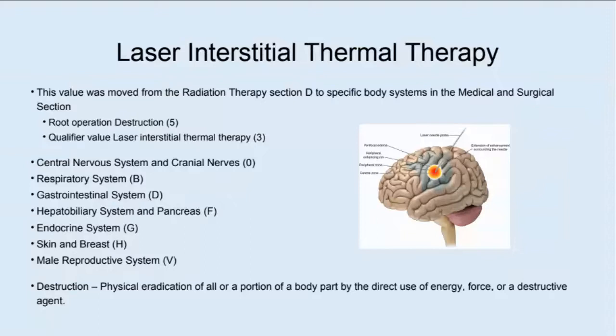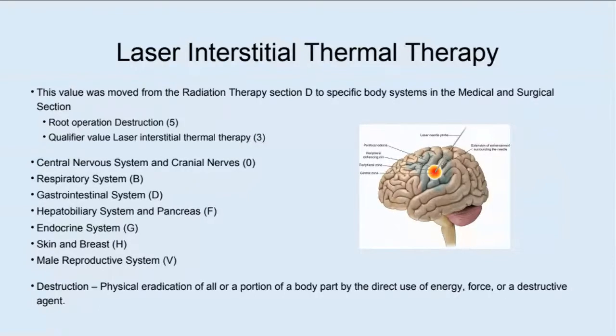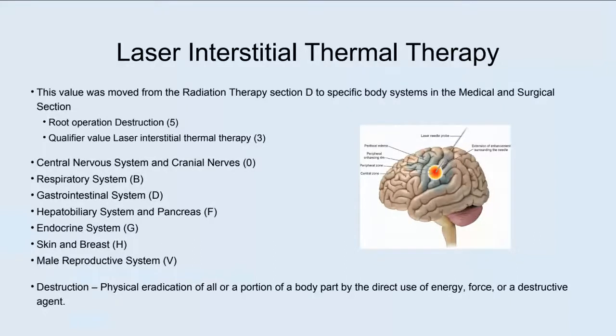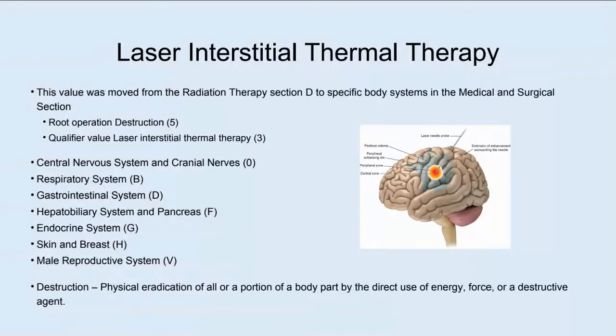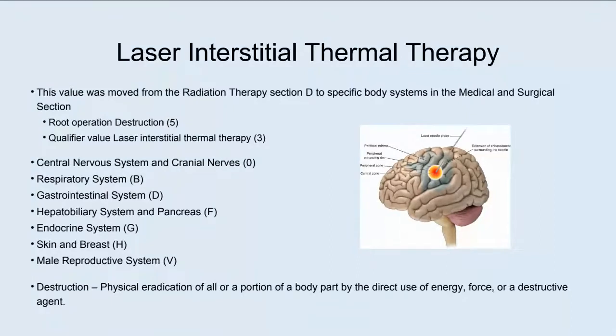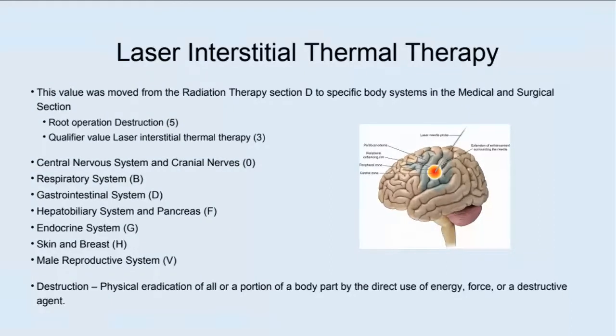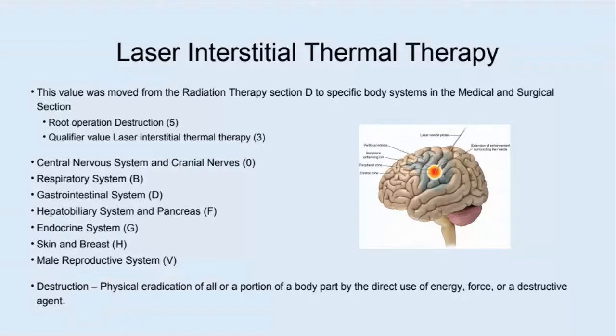Let's move on to changes to the tables. The value for laser interstitial thermal therapy has been moved. It was in the radiation therapy section, and now it is in specific body systems. It is a qualifier value 3 and root operation destruction in the central nervous system and cranial nerves, respiratory system, gastrointestinal system, hepatobiliary system and pancreas, endocrine system, skin and breast, and male reproductive system. So what is laser interstitial thermal therapy? Well, it's physical eradication, destruction of all or part of a body part using direct use of energy, force, or destructive agent. So it's a laser.